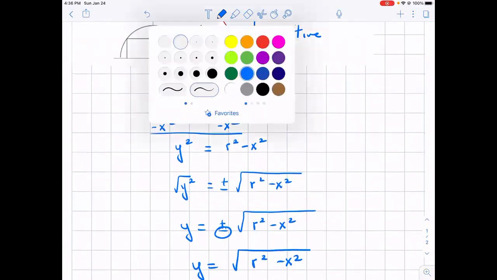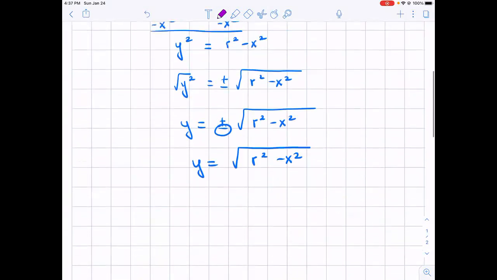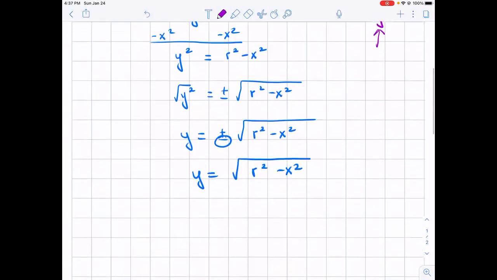In addition to that, we also know the area of the rectangle. If this is x and this is x, the area will be 2x times y, the length times the width. So what we can do now is replace y. If we replace y, we have area is equal to 2x, and instead of y, we write the square root of r squared minus x squared.